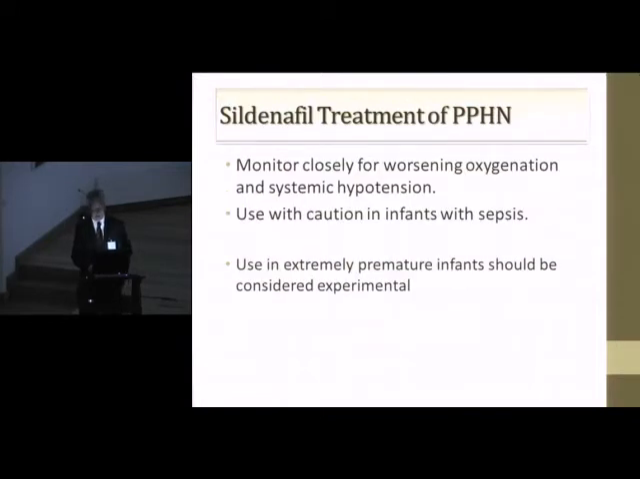Certainly you would monitor for worsening signs of oxygenation or hypotension, and that would be the reason to be cautious in babies with sepsis who have other forms of vasodilation already going on. And I think really at this point in time, use in extreme premature babies should be considered experimental.